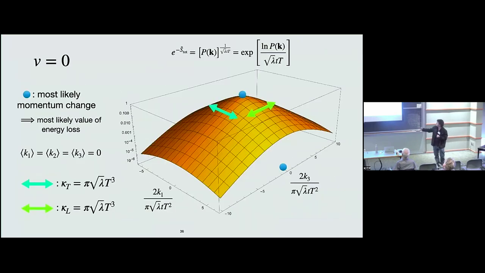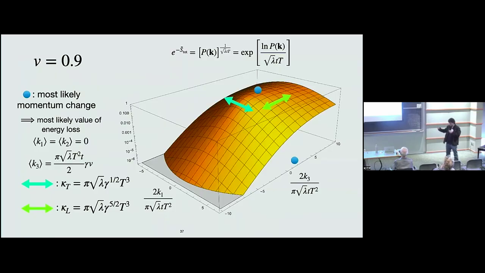So here I'm essentially showing you the exponential of minus this function I just found. So it's the momentum change probability rescaled by some factors of square root of lambda t times temperature, so that I get one plot. And here you can ask, what's the point of maximum probability? What's the most likely value of the momentum change? And what are the Gaussian variances around it? You can inspect the result that I showed you analytically and get that if your heavy quark is not moving, there will be no drag force, and you'll have some diffusion coefficients that you can calculate.